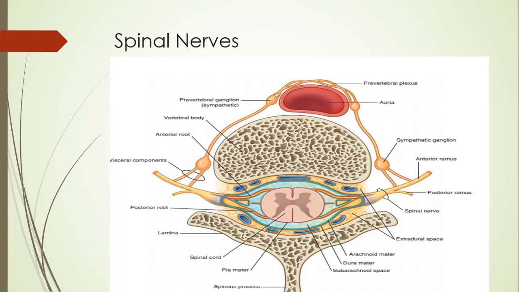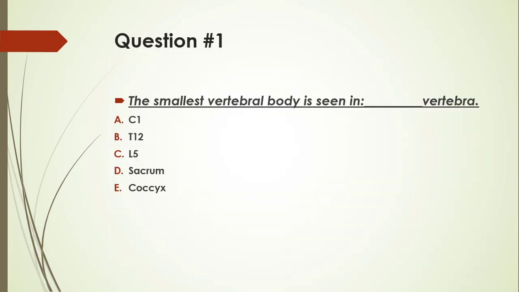So the components of the back are vertebrae, bone, muscles, extrinsic and intrinsic, the vertebral canal, and spinal nerves. Lastly, we have some questions. Please take your time and write your answers in the comment section.